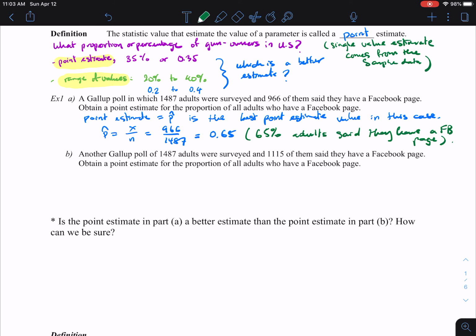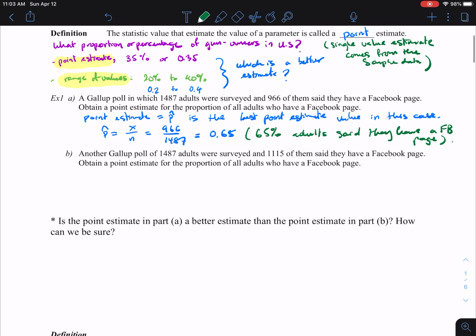Let's go ahead and introduce the value p on the side here. So p in this case, that notation stands for the proportion or the percentage of all adults who said they have a Facebook page. Okay, so p hat in this case, 0.65, is used to estimate the value p.